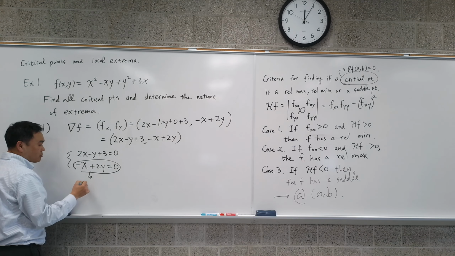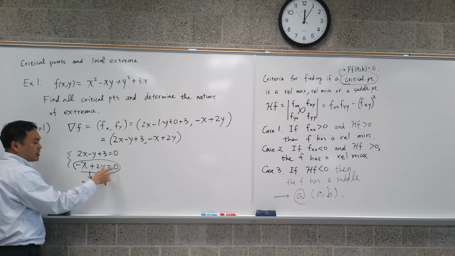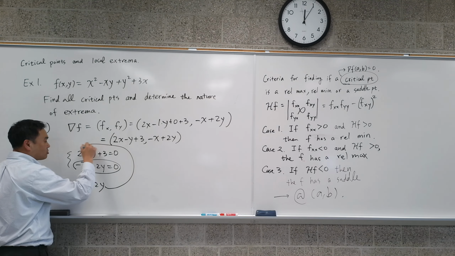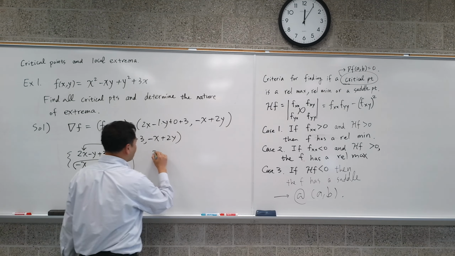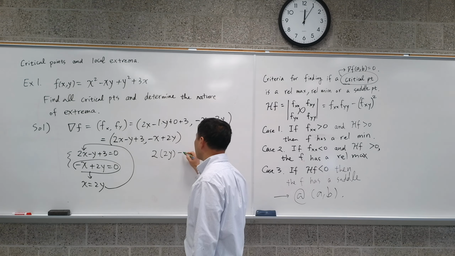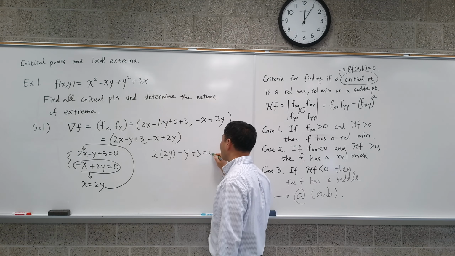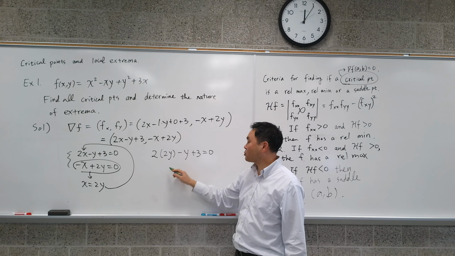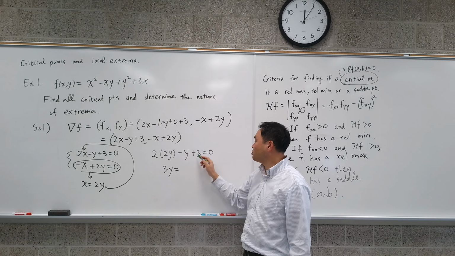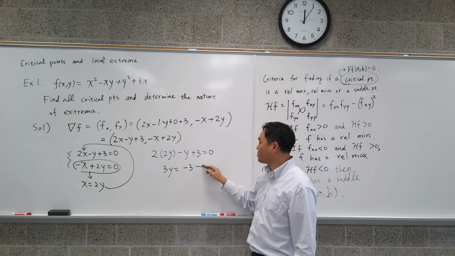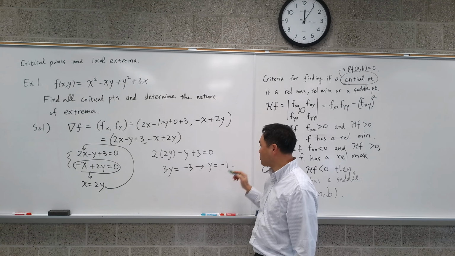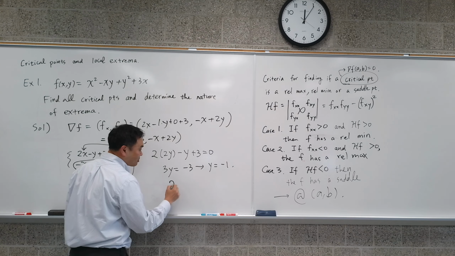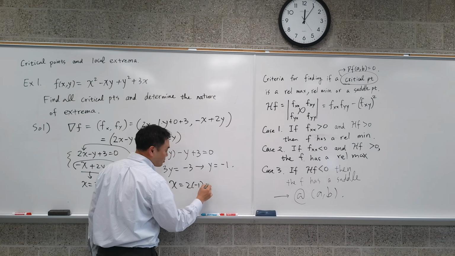So I can solve it for x. If I move the x to the other side, you see that x is equal to 2y. And that gets plugged into the first one so that you get 2 times 2y minus y plus 3 is equal to 0. So 4y minus y gives you 3y. Move the 3 to the other side, you get negative 3, which yields y is negative 1. And if y is negative 1, you can plug it into this formula. You get x equals 2 times negative 1, which is negative 2.